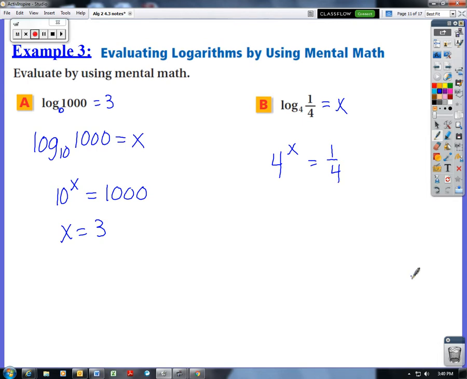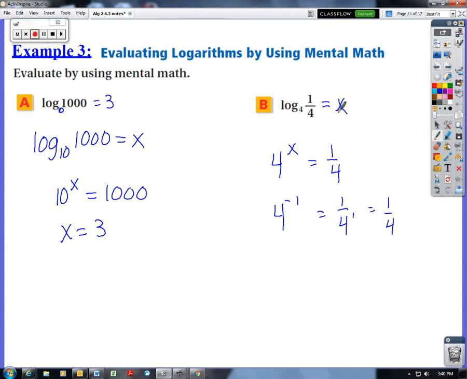Okay, so 4 to what power is going to be 1/4? Well, I've got a reciprocal over there on the other side, so I know in order to get a reciprocal, I'm going to need that x to be negative. So 4 to -1 would give me 1/4 to the positive 1, right? Which is 1/4. So x is -1.